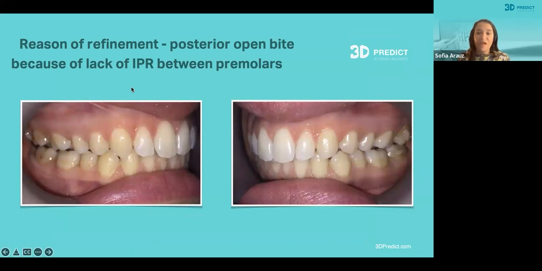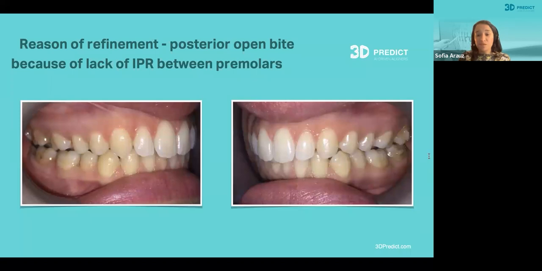Now, after 21 steps in this particular case, which is the same one I just showed you, we get posterior open bite and we need a refinement. So this increases the treatment plan. And this could have been prevented by doing IPR of the premolars because the provider did not do the IPR on the premolars.